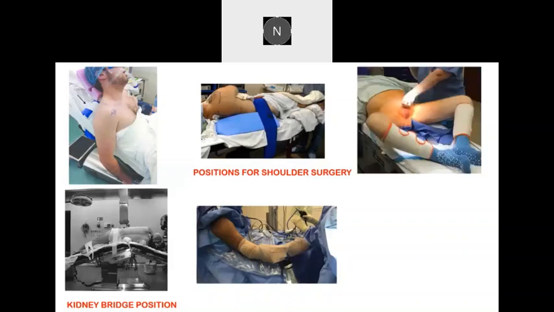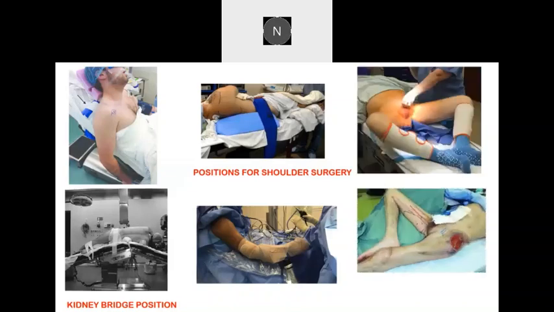What is this position? Where the soles of the patient's feet are opposing each other, or opposing against the knee. This is called the frog leg position. For some surgeries where you want to prevent the lifting of the leg, you can do it in this frog leg position also.